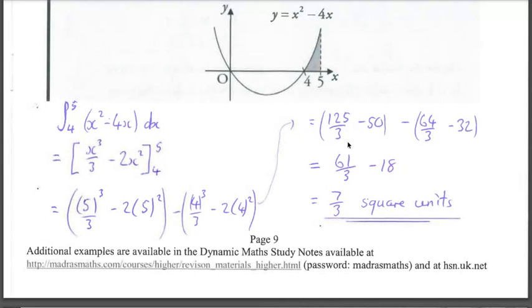So evaluate both brackets and tidy up and get 7/3 square units, which is the area bound between the curve and the x-axis.